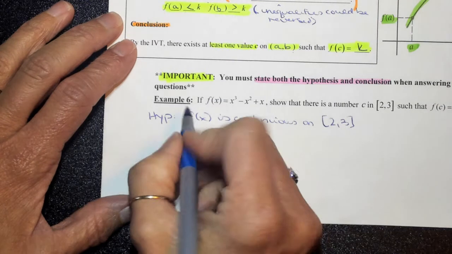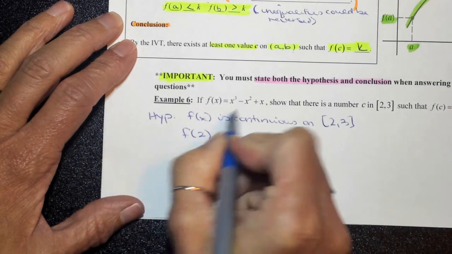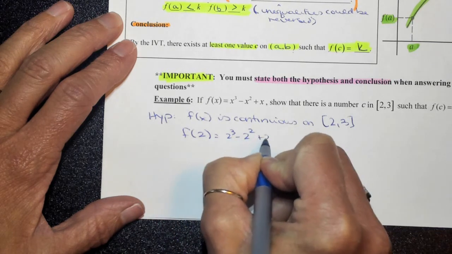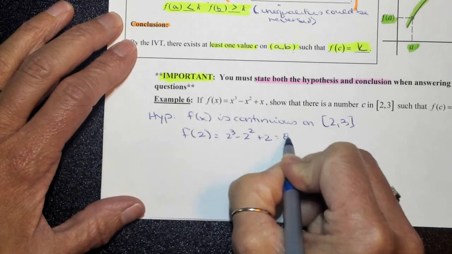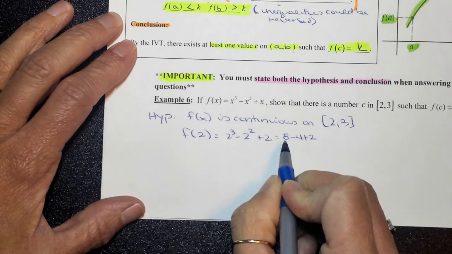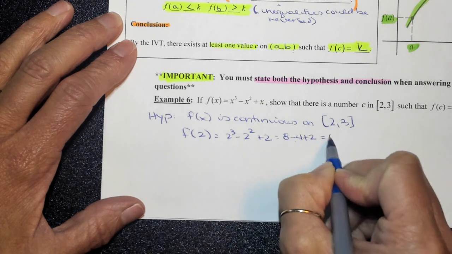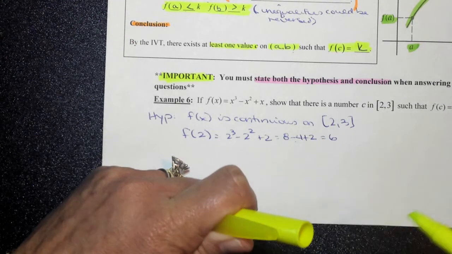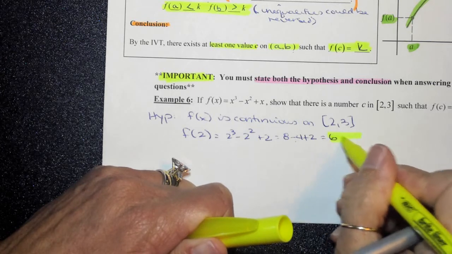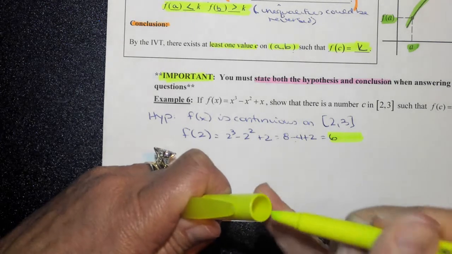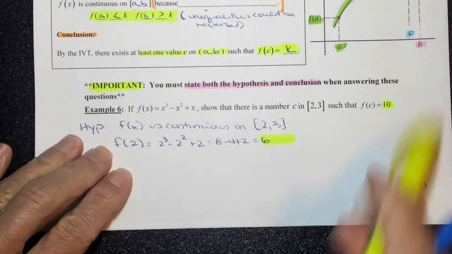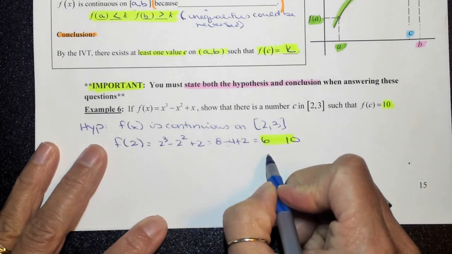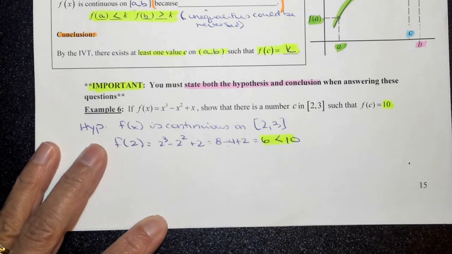So what you do is you evaluate f of 2 in here. So this is 2 cubed minus 2 squared plus 2, which is 8 minus 4 plus 2. 8 minus 4 is 4, plus 2 is equal to 6. What do I do with this 6? I want to compare the 6 to this k value over here, this 10 that we have in our problem. And what I'm looking for is, is 6 greater than or less than 10? In this case, 6 is less than 10.